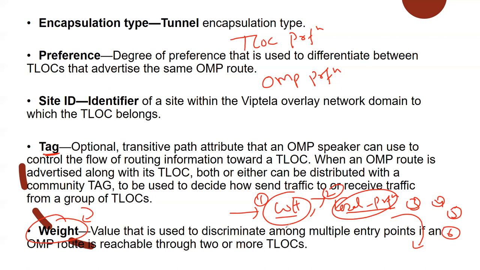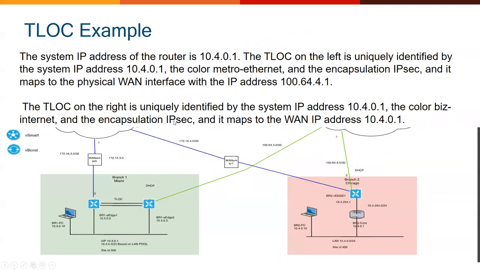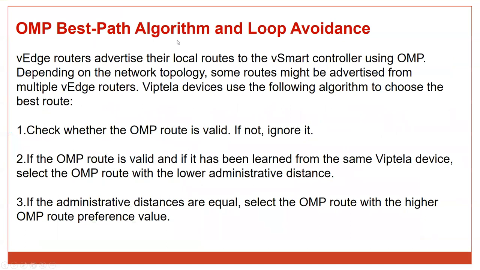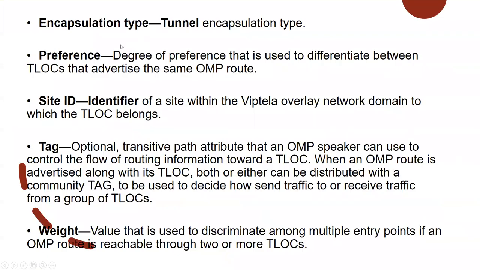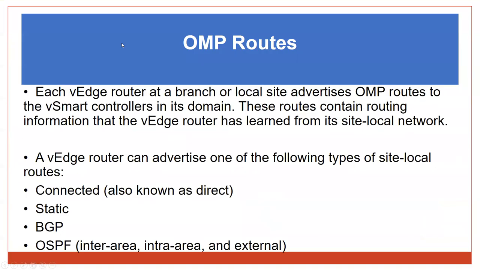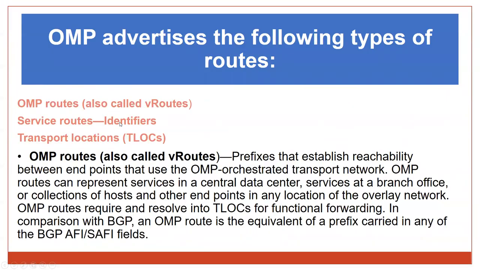Okay, so just for your reference, these are the attributes, and this is how they are going to be used to select the best path. Here you can see best path. I'll come to this slide after I log into the device, and I'll show you this TLOC example as well. But first of all, I just wanted to clarify that yes, we have these three different types of routes. Some of the other things as well.